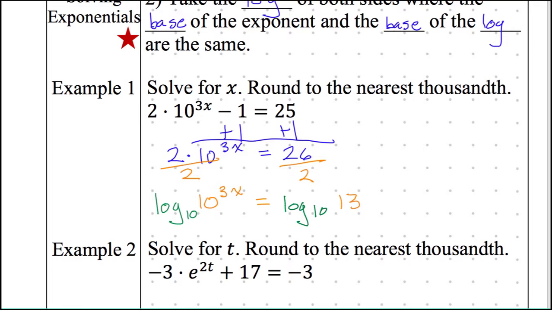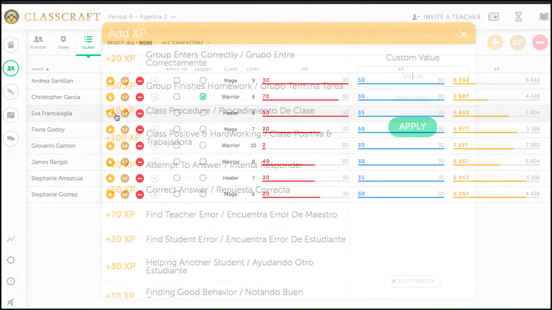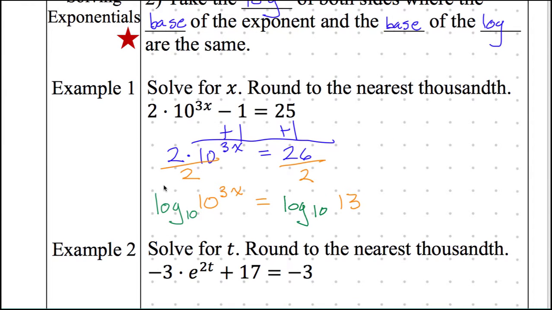All right, so this very next line, and I think I deserve to give Eva some XP because she read off step 2. I'm going to use the power rule. The power rule states that this 3x comes down in front. So it's going to be 3x.